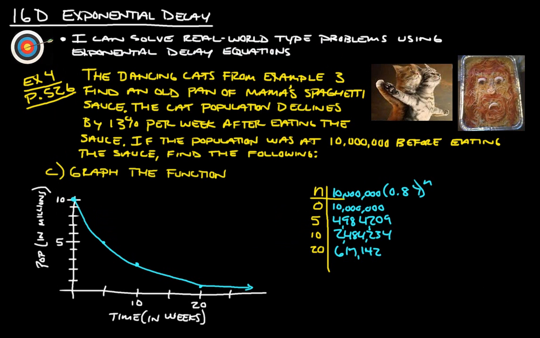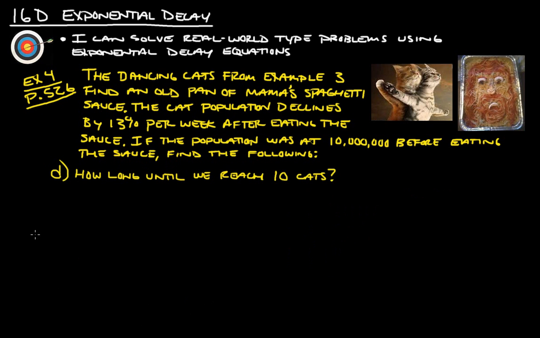All right, anyway. Last question here. How long until we reach 10 cats? Okay, so let's start with our original equation. C equals 10 million times 0.87 to the n. And remember, anytime it's less than 1, that means decay. Anytime it's more than 1, that means growth. So again, it's declining because they ate the lovely pasta sauce, and that's why it's less than 1. Anyway, we want to know when the population reaches 10 cats. So that's where we put 10 in for C.